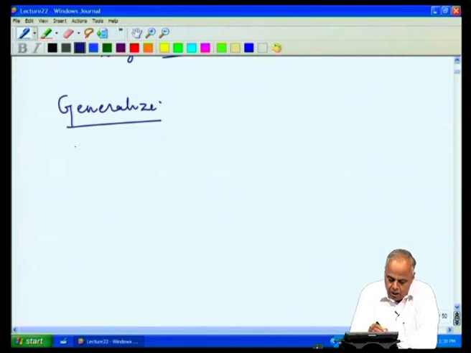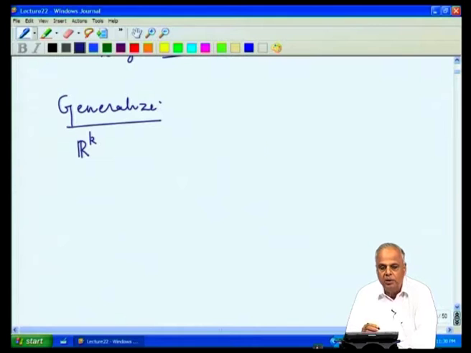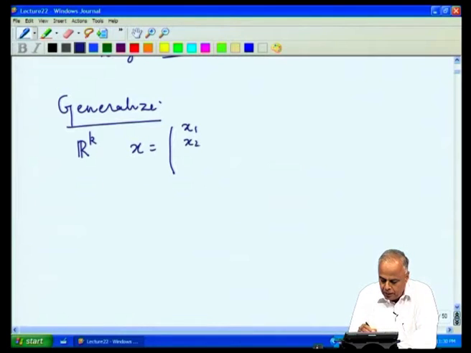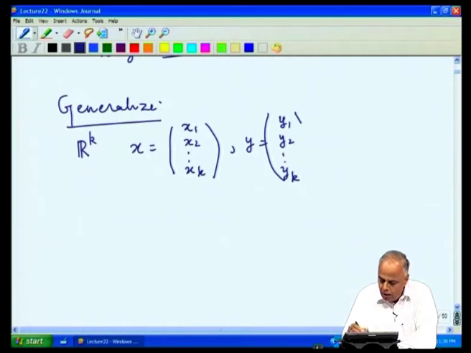Then we take R k for any k. Now, k is not necessarily 3, it may be 100, it may be 20, it may be 30, fix a k, then look at the k dimensional vector space R k, and if you take any two vectors x equal to x 1, x 2, x k and y equal to y 1, y 2, y k, analogous to the dot product, we now define the dot product in R k, and from now on we will refer to this as the inner product in R k, and instead of x dot y we will denote it by x comma y within a bracket.